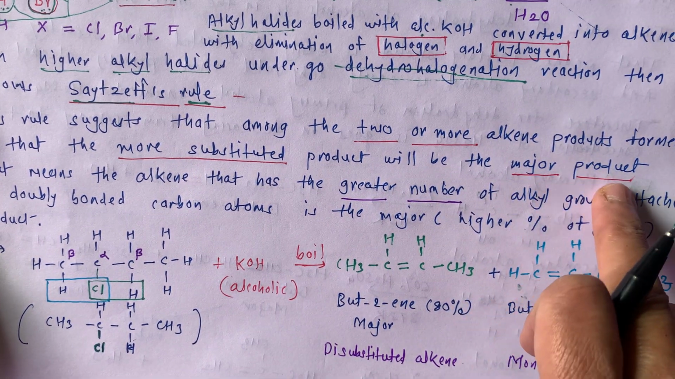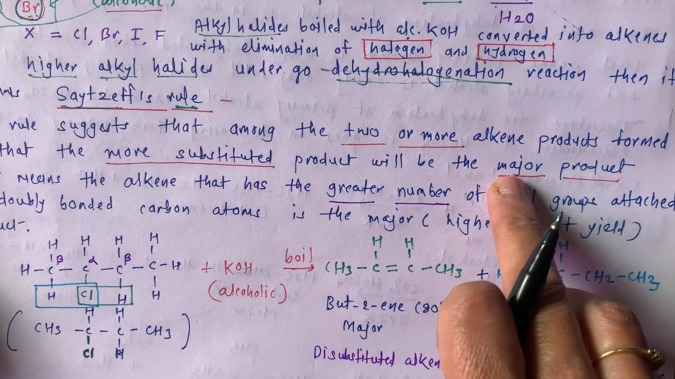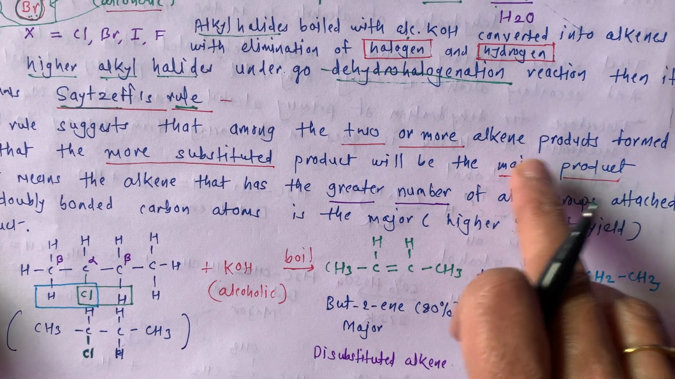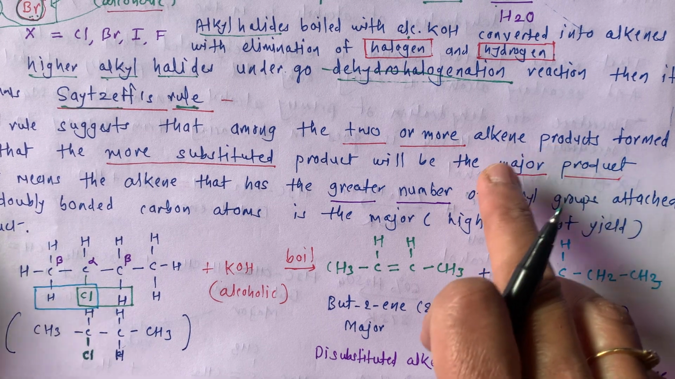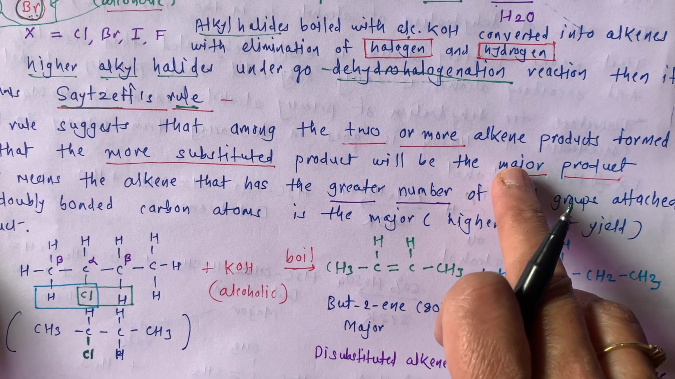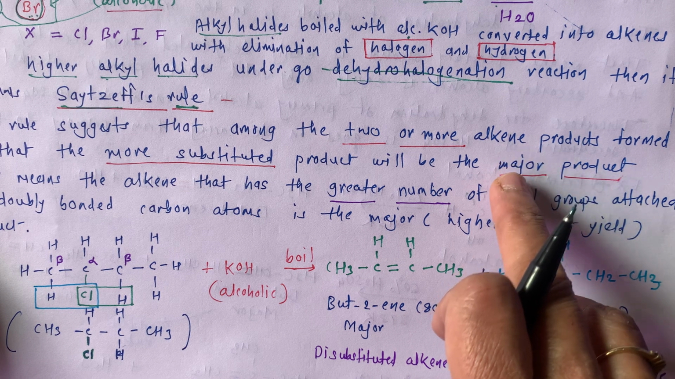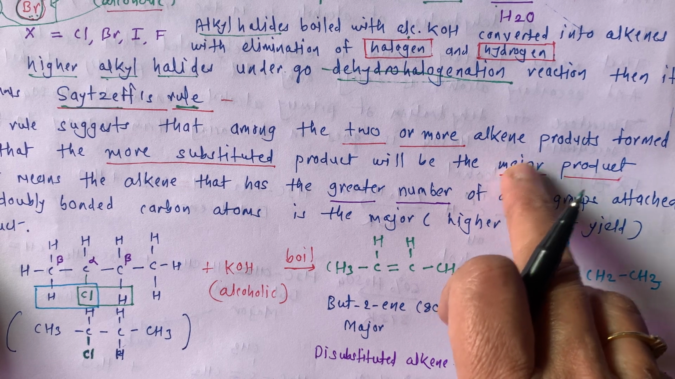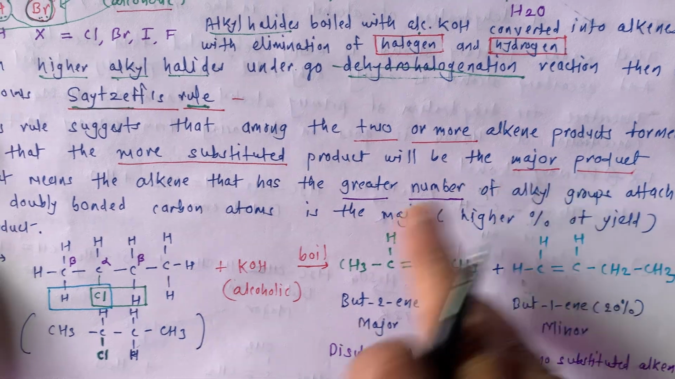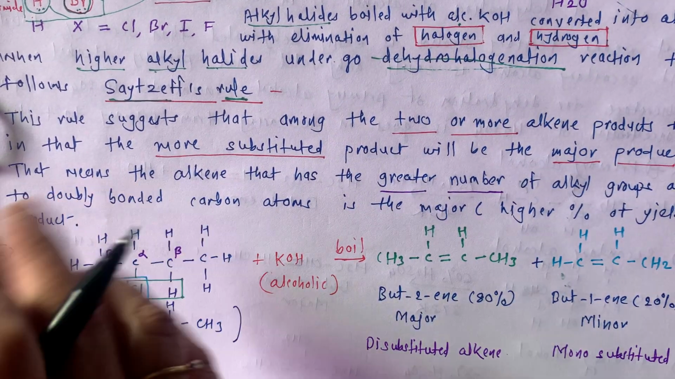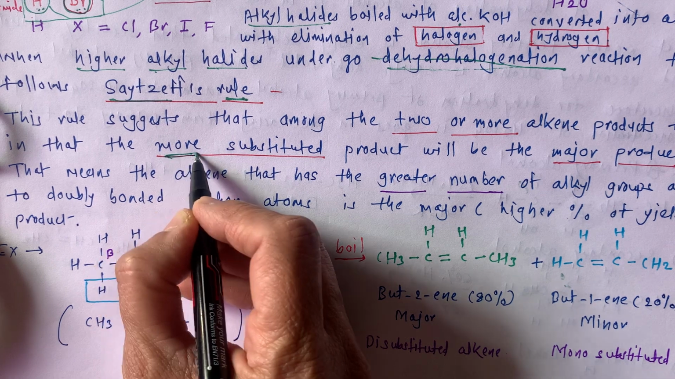What do you mean by major product? It is the product whose yield is higher. Suppose the total yield is 100%, then if 80% is one of the products, that will be the major product, and the other product, at 20%, is the minor. Okay, what do you mean by more substituted?